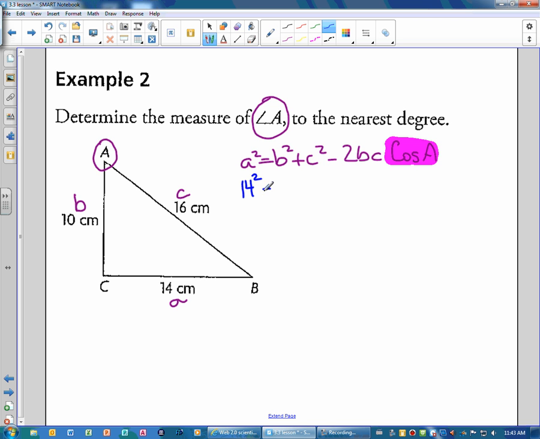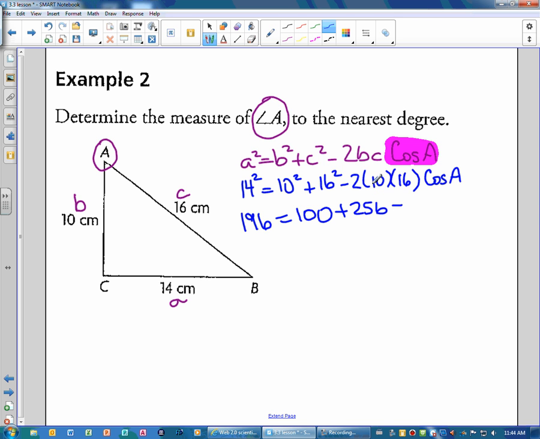So 14 squared equals B, 10 squared, plus C, 16 squared, minus 2BC cos A. This is what I'm trying to find here. I'm trying to find angle A. This is what I'm going to solve for. Remember, this entire thing is being multiplied together. So if I convert 14 squared, 196 equals 100 plus 256 minus 2 times 10 times 16 times the cos of A.